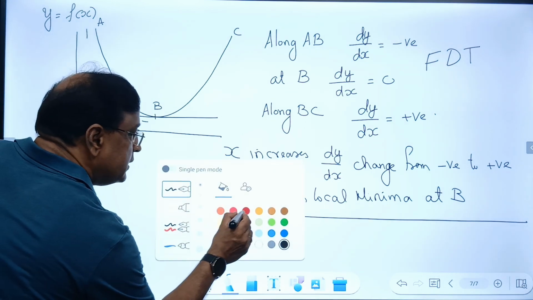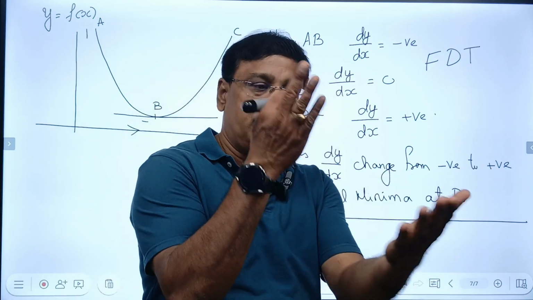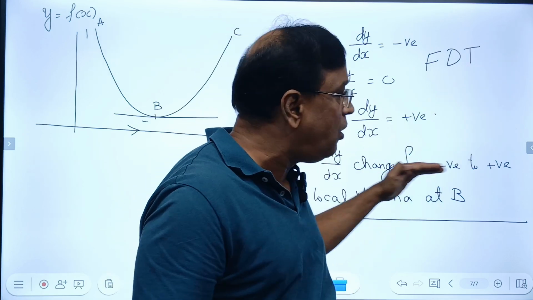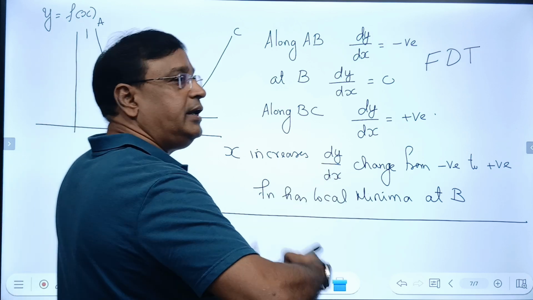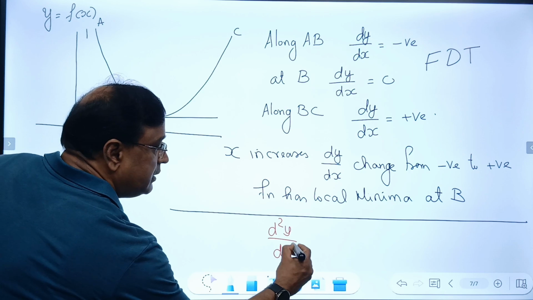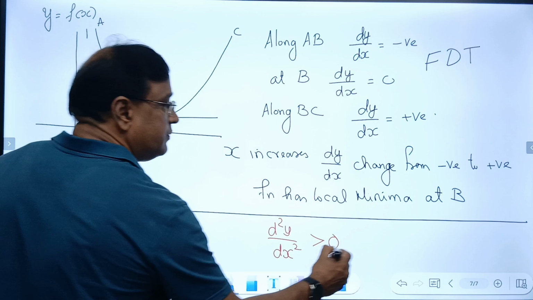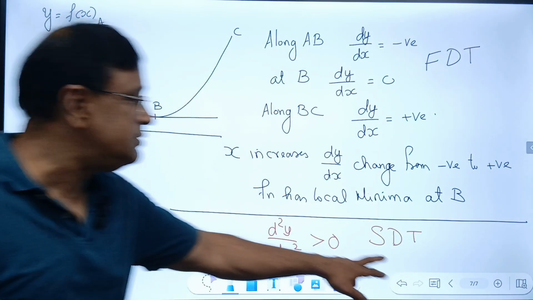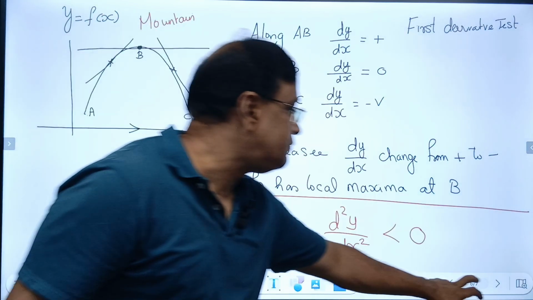Now, you can see clearly when x increases, dy by dx is increasing. From negative, it is going to positive. It keeps on increasing. So when it keeps on increasing, you can say dy by dx acts like an increasing function. So what is the derivative of dy by dx? d square y by dx square will be positive. For what? For local minima. This is called the second derivative test. It is exactly the reverse of maxima. This is for local maxima. This is for local minima.